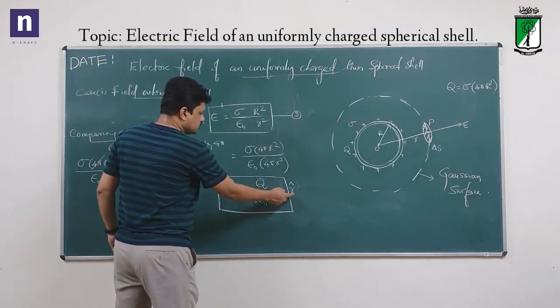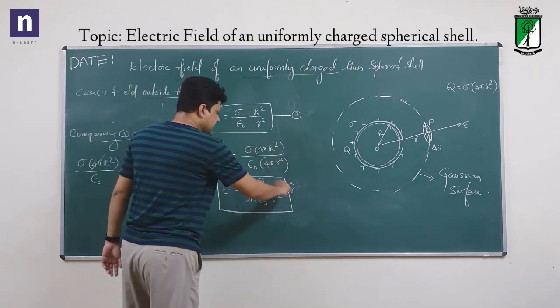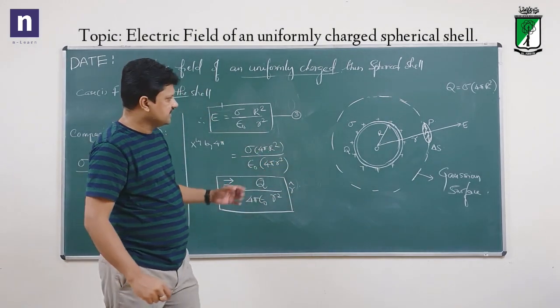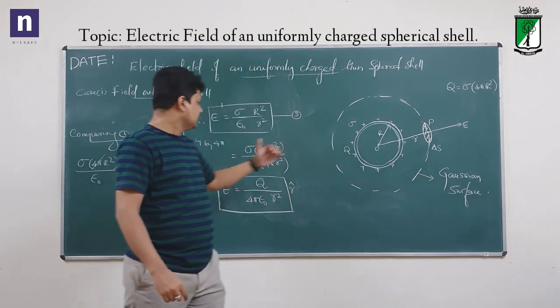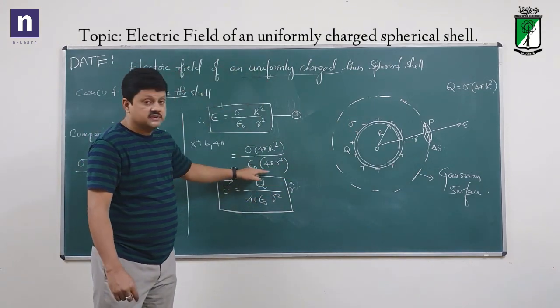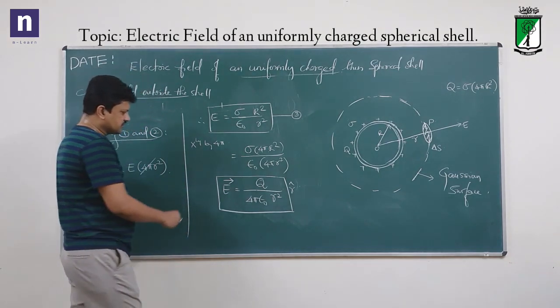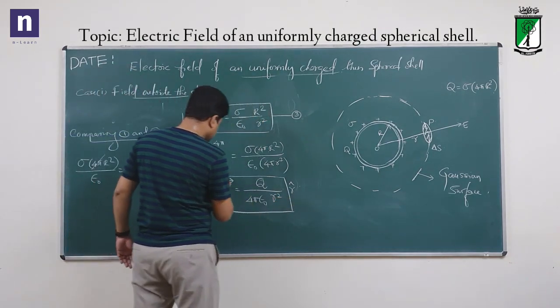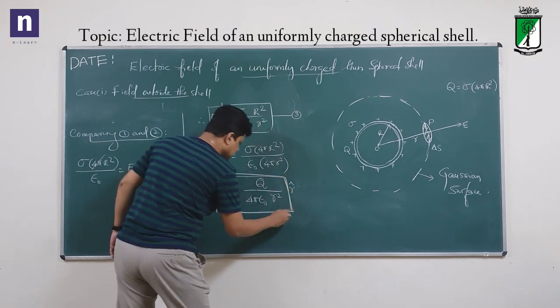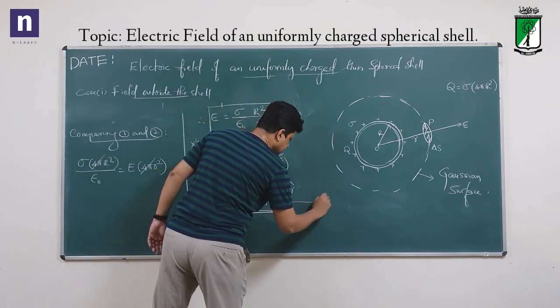Therefore, this small r is either positive or negative, confirming that the field is either outward or inward based on the nature of the charge, whether it is positive or negative. So this is the expression for the electric field at a point outside the shell.